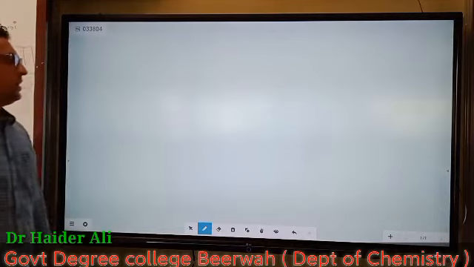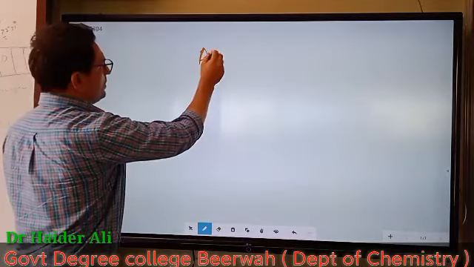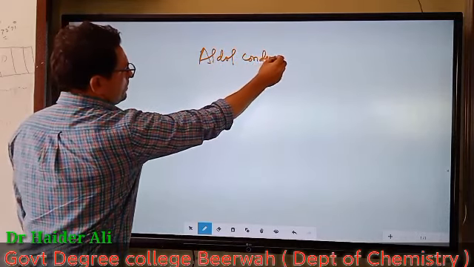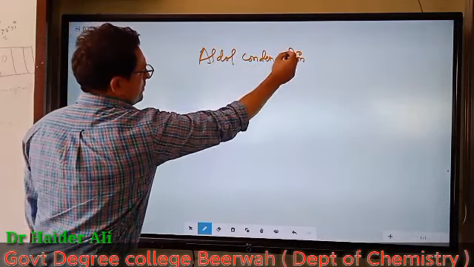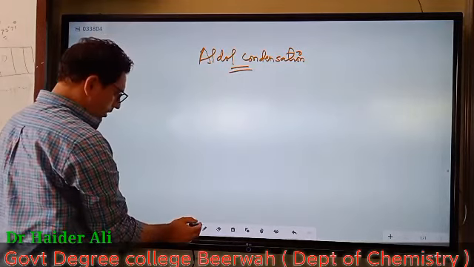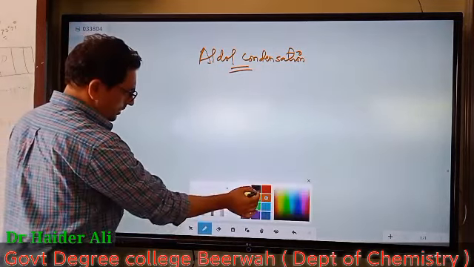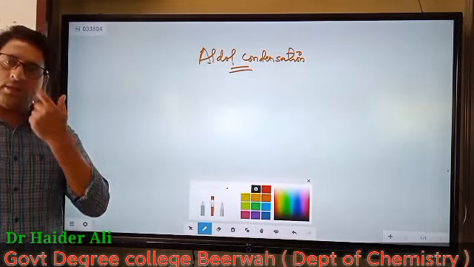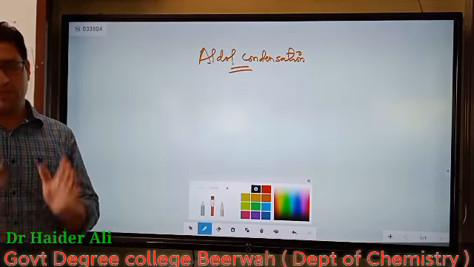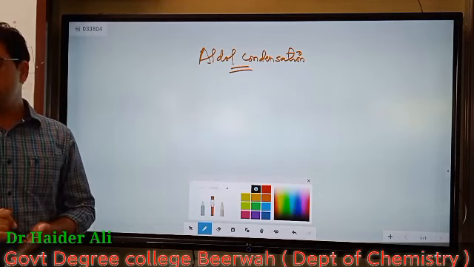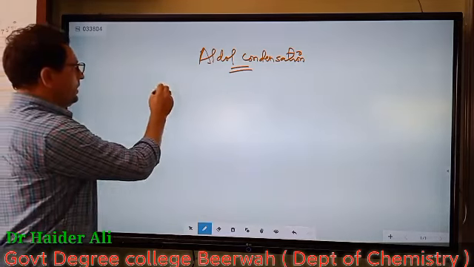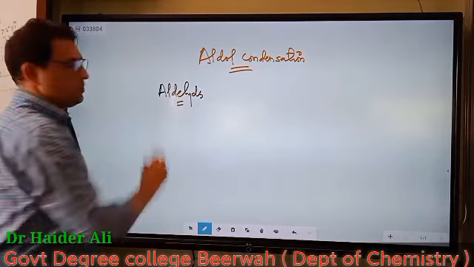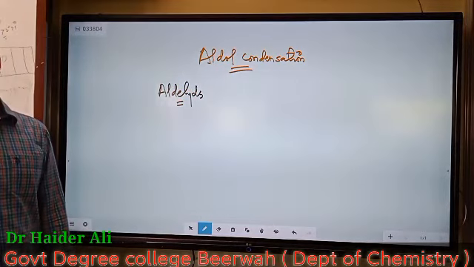Now let me come to this Aldol condensation. Aldol condensation में क्या देखते हैं? What you see in Aldol condensation? इसमें generally either we take aldehydes or ketones, but generally we take aldehydes. Fine? इसमें लेते हैं हम aldehydes. They undergo self condensation. We take aldehydes, right? They undergo self condensation.